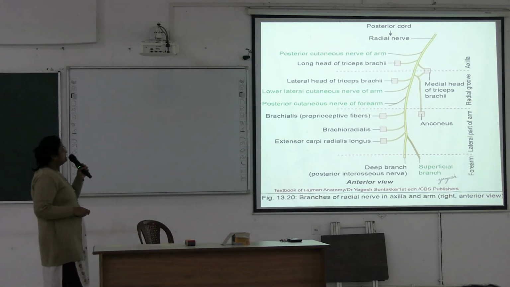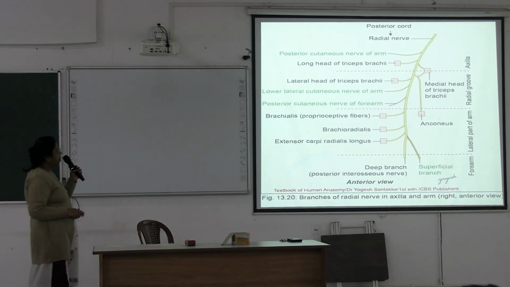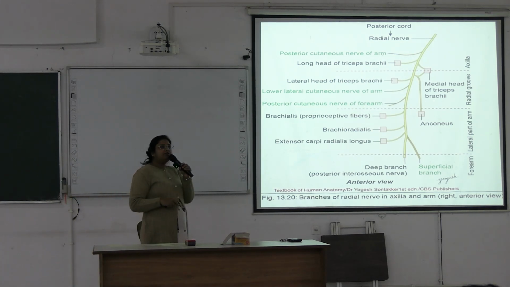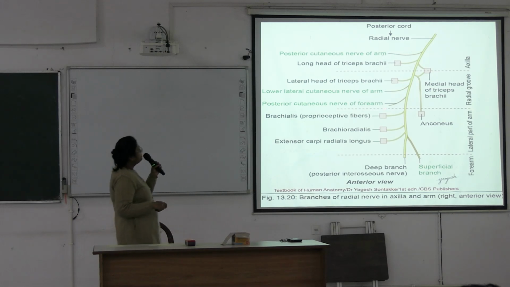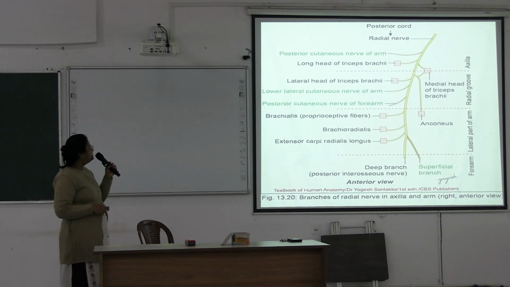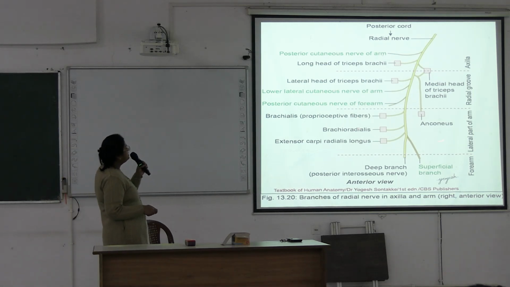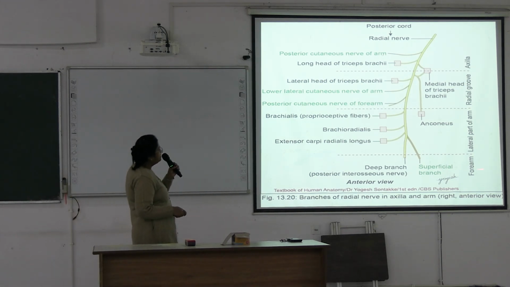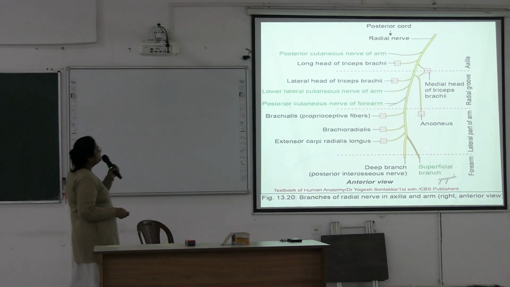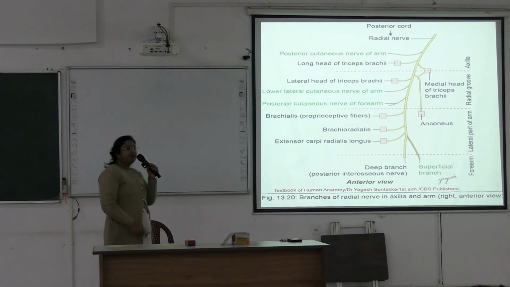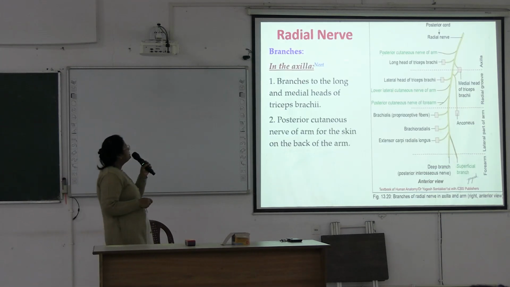Okay. Next, it is entering into the lateral part of the arm. Here it is supplying proprioceptive fibers to the brachialis muscle. Okay. The rest of the brachialis muscle is supplied by the musculocutaneous nerve. We have already discussed. Next are the brachioradialis and extensor carpi radialis longus. And then it is dividing into two branches in the forearm just below the lateral epicondyle. And these two branches are the deep branch, also known as the posterior interosseous nerve, and the superficial branch. Okay, understood? So, branches in the axilla.